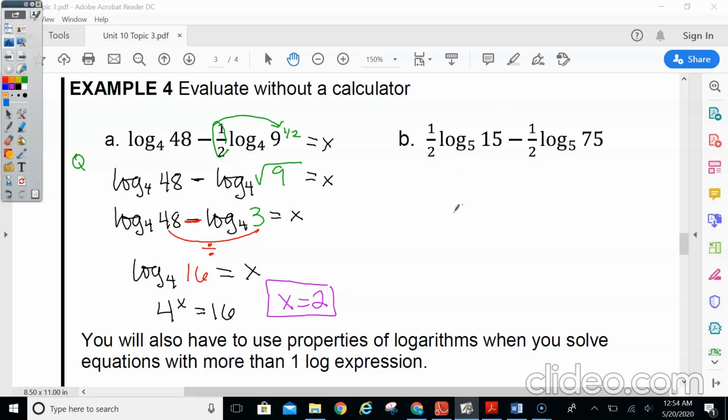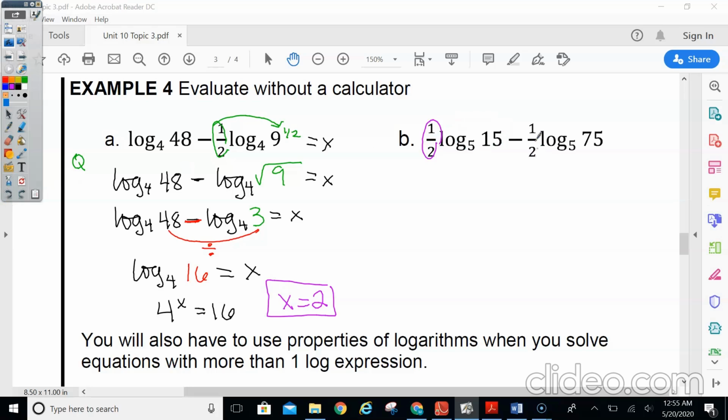Okay, so for this one, right here, log base 5 of 15, 5 to what exponent is 15? We don't know that one. If I was to do the same thing I did over here and move it to become an exponent, that would mean I would take the square root of 15. Don't know what the square root of 15 is either. So this time I don't want to move it and make it an exponent.